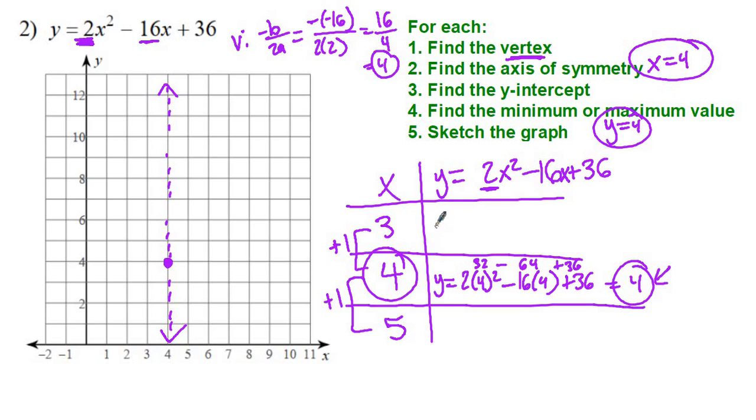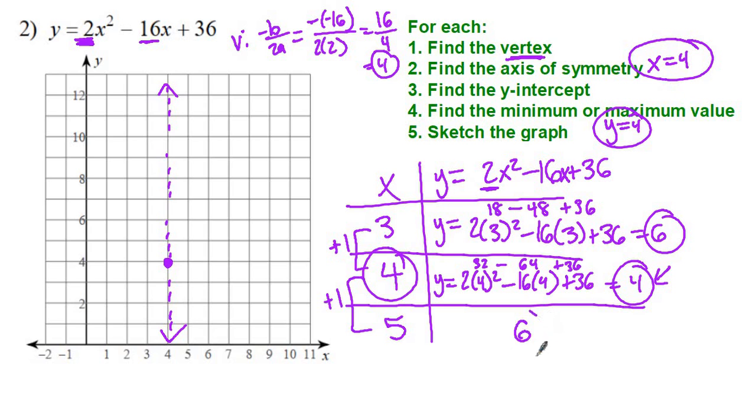Okay, so let's plug in 3 in this case. So 2 times 3 squared minus 16 times 3 plus 36. We're just plugging in 3 for x up here. So this first one, 2 times 3 squared is 18. 16 times 3 is 48. So 18 minus 48 is negative 30. And negative 30 plus 36 is positive 6. We know then that this one's going to be positive 6 as well because the parabola is symmetric.